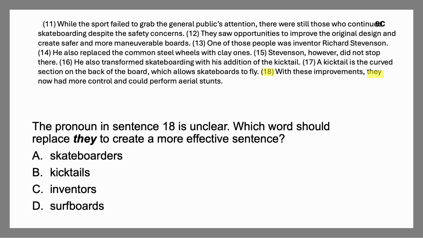And so "they" is unclear because there's no noun antecedent, right? In 17, if we look through, there's no noun that clarifies what "they" is. So we need this to be clear, right? We're not adding anything in 17, so we need to specify who "they" is in 18.